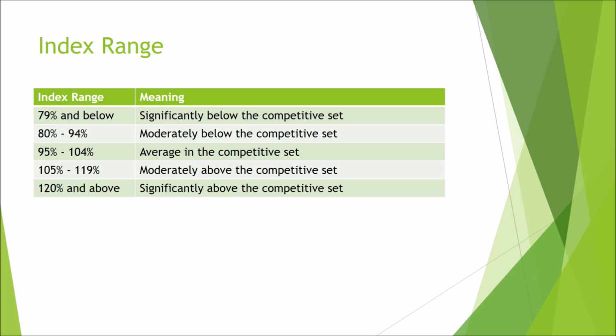Here we have a chart showing you your typical index range. So at 79% and below, you're significantly below the competitive set. 80% to 94%, you're moderately below the competitive set. And 95 to 104%, you're average with the competitive set. 105 to 119, you're moderately above, and 120 and above, you're significantly above the competitive set.